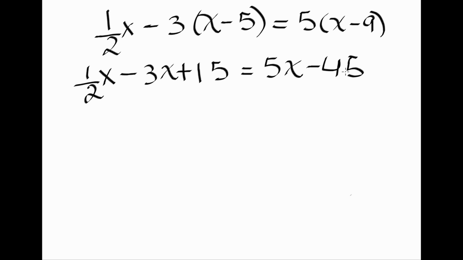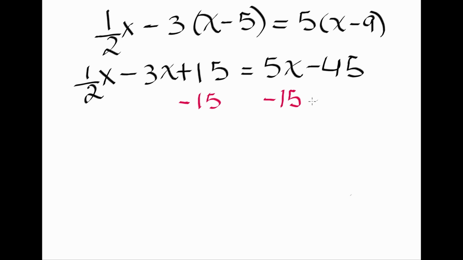Now we just need to bring the like terms to the same side. So we can get rid of this 15 on this side. Since we have 2 x's on this side, let's get rid of this 15. So we're gonna do minus 15 on this side, minus 15 on this side.